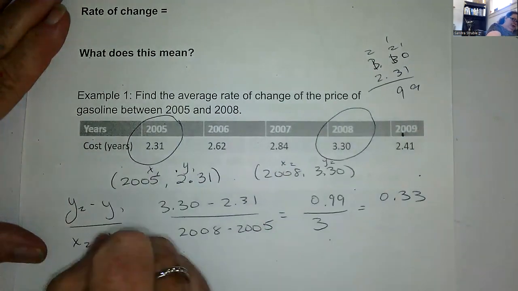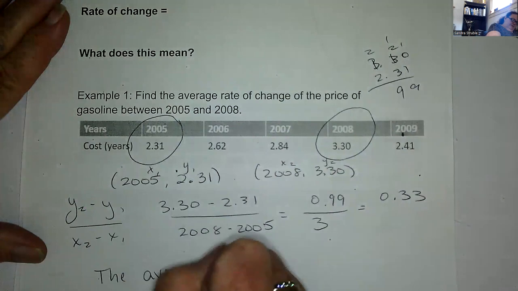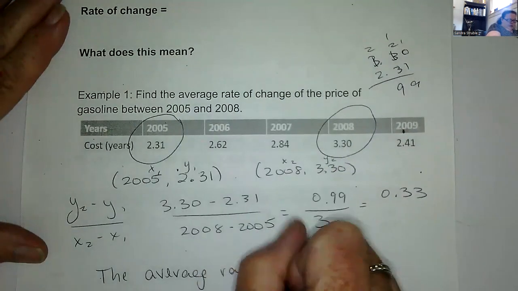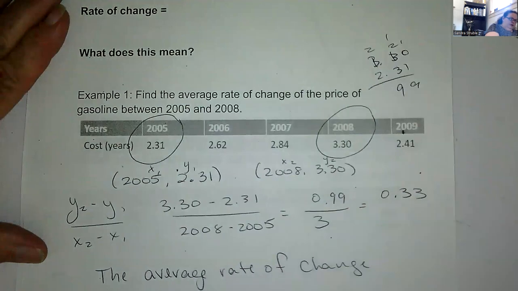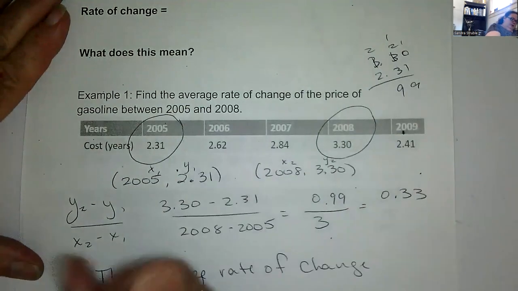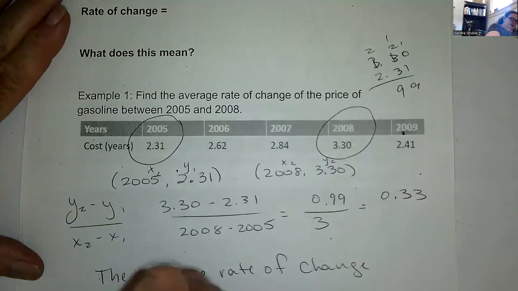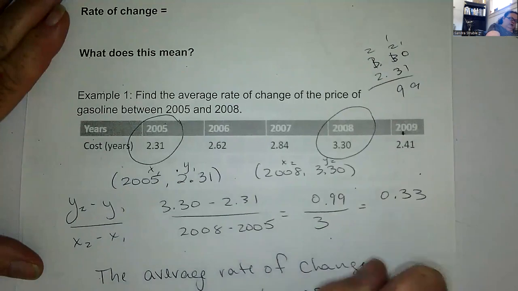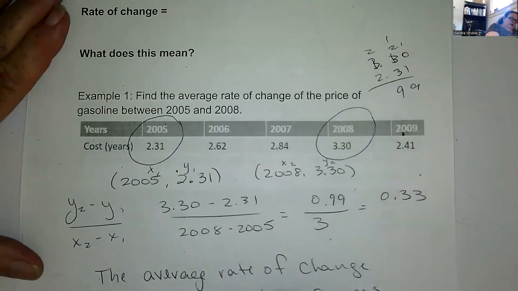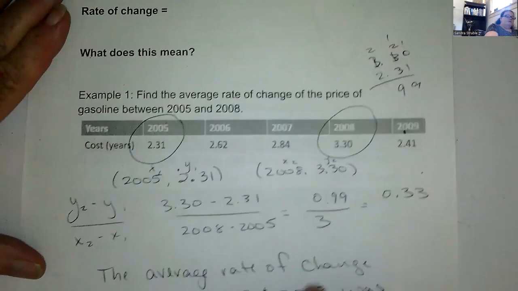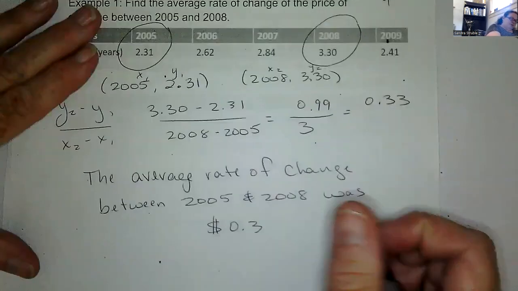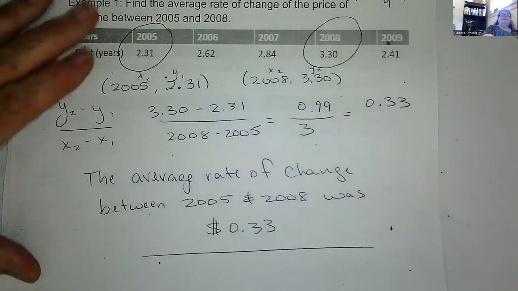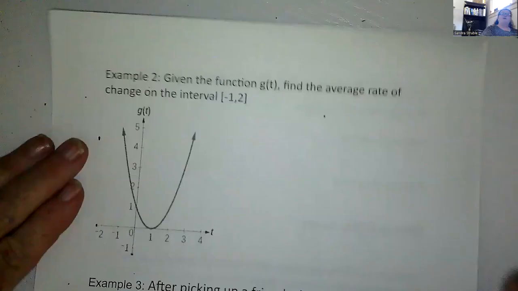So the average rate of change of the price of gas between 2005 and 2008, let's put that in there because time is nice to have, was dollar signs to represent the units. And then you can't see a thing I'm writing, so that's even better, 33 cents. All right, that is your answer for that one. Moving on. If you have any questions, please make sure and make note of it and let me know so I can help you. I'm happy to do so.